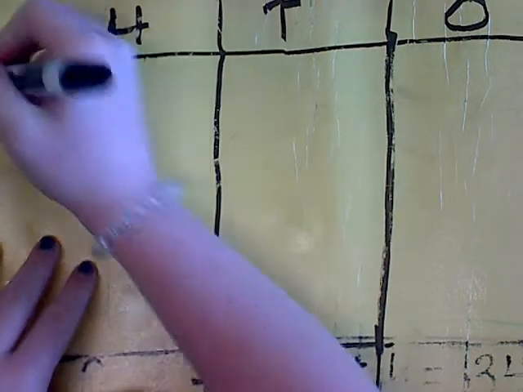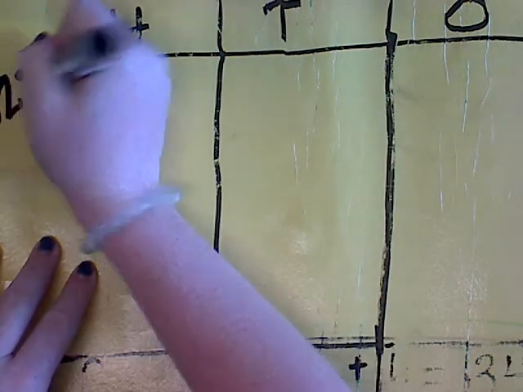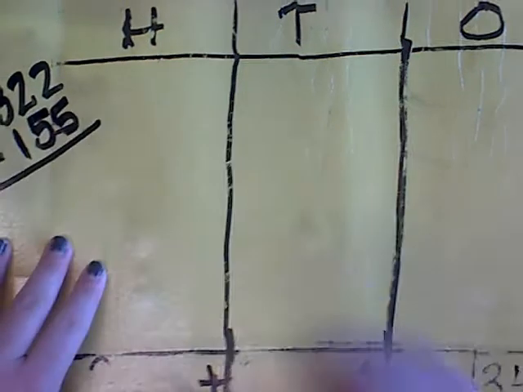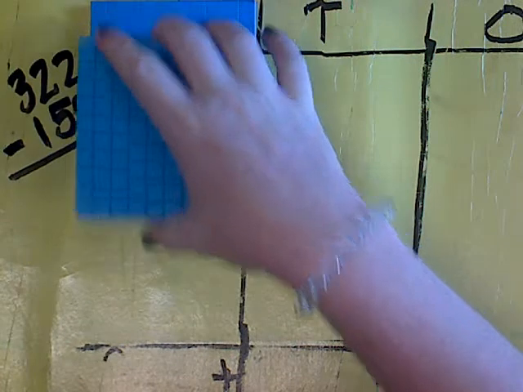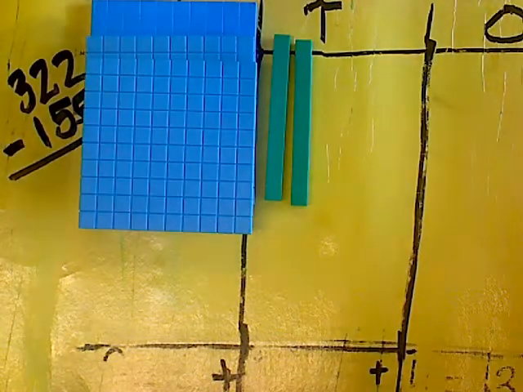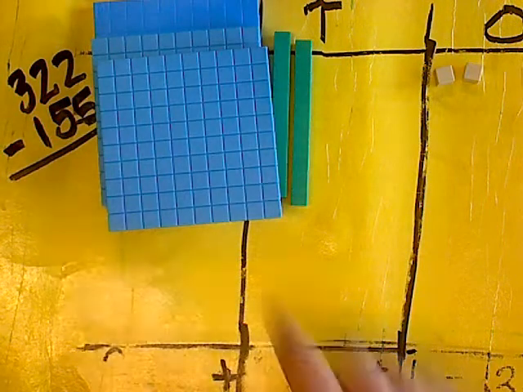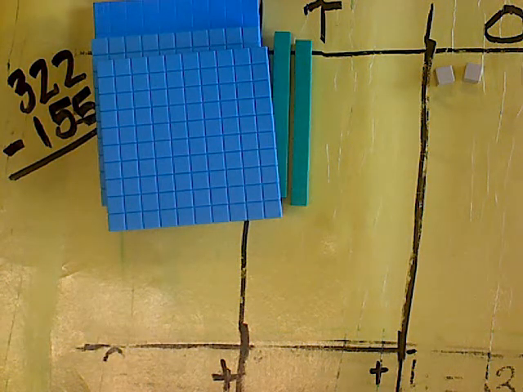My next problem is 322 minus 155. I'm going to go ahead and build 322, since that is my greatest number, that is the whole. And I want to take away from that 155. So I'm going to analyze my building here to see if I have enough, how I have it, to create that problem and subtract correctly.